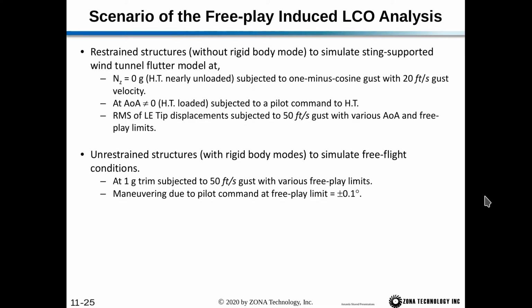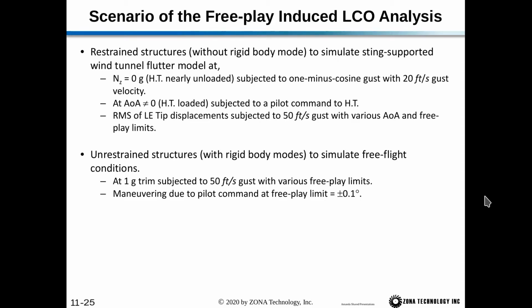This is subjected to a 1 minus cosine gust with a 20 foot per second gust velocity. And then secondly, at an angle of attack not equal to 0, where the horizontal tail is loaded, subjected to a pilot command to the horizontal tail. And then an RMS of the leading edge tip displacement subjected to a 50 foot per second gust with various AOA and Freeplay limits. Next, we have the unrestrained structures with rigid body modes to simulate the free flight conditions.